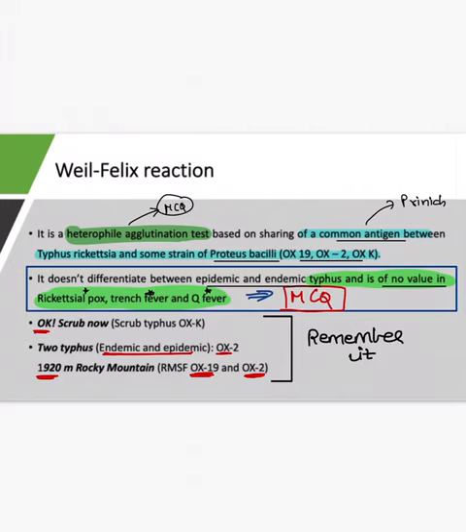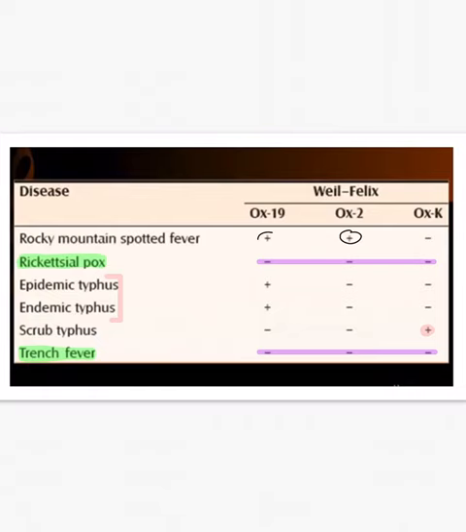So scrub typhus, I said SCRUB, you can remember, guys, that is OXK. The epidemic and endemic typhus, guys, the two typhus, are OX19 positive, guys. And Rocky Mountain spotted fever, imagine someone climbing in the mountain in the 1920s for the first time, that is OX19 and OX2 both positive, guys. So this is a table showing the two things, guys. You can see Rocky Mountain is positive for both, someone climbing the mountain with two feet, that is both positive.